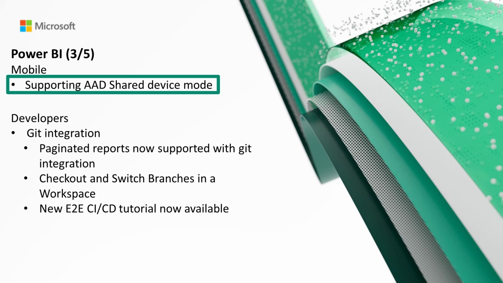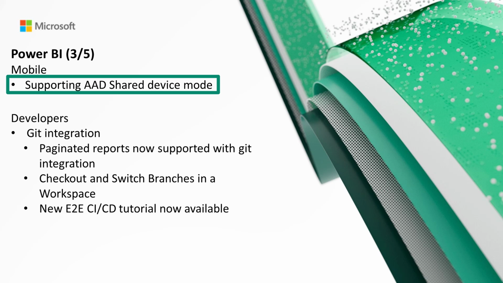We continue to invest in empowering frontline workers with data and insights in their work. In this month's release, the Power BI mobile apps added support for Azure Active Directory shared device mode. Shared device mode enables you to configure devices to be shared by a group of employees. This is very common for frontline workers who do not use their personal device for work-related tasks, but are getting a work-related mobile device from a shared pool of devices for these tasks.